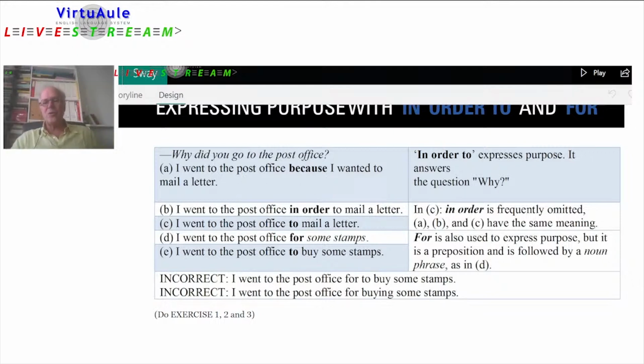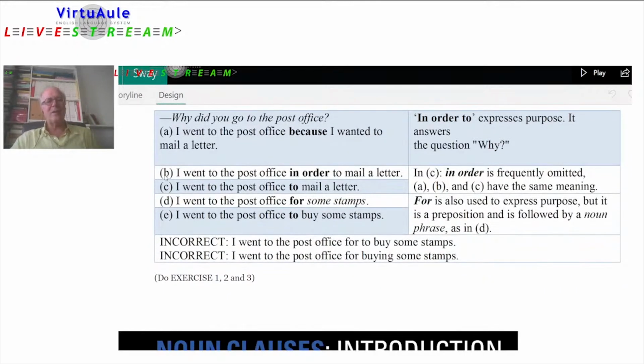In order to expresses purpose. It answers the question, why? Why did you go to the post office? Because I wanted to mail a letter. So we can say B: I went to the post office in order to mail a letter. Or we can say C: I went to the post office to mail a letter.